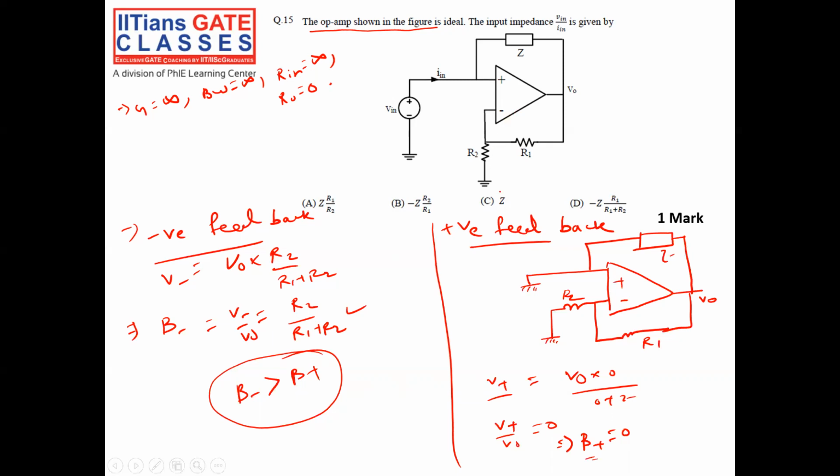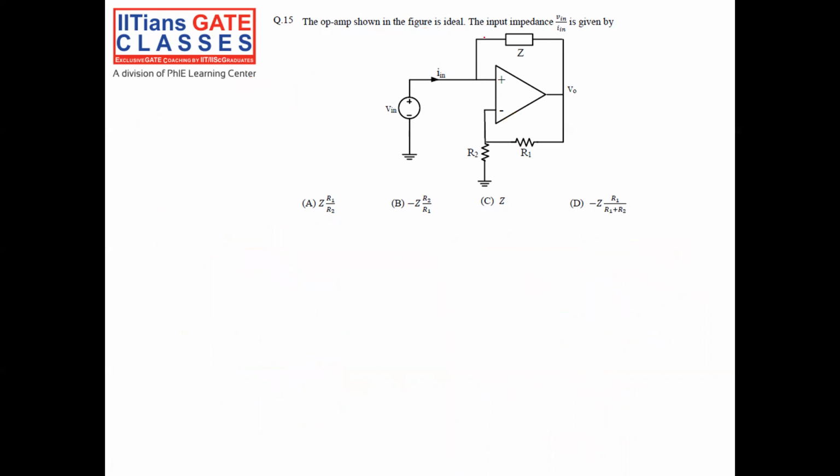So whenever you are confused whether it is negative or positive feedback, you have to follow this procedure to know the overall feedback. Since it is negative feedback and an ideal amplifier, it obeys the virtual ground principle perfectly. That means the voltage at the negative terminal is exactly equal to the voltage at the positive terminal.